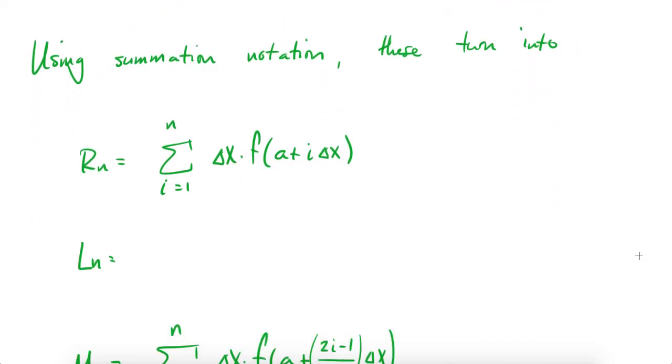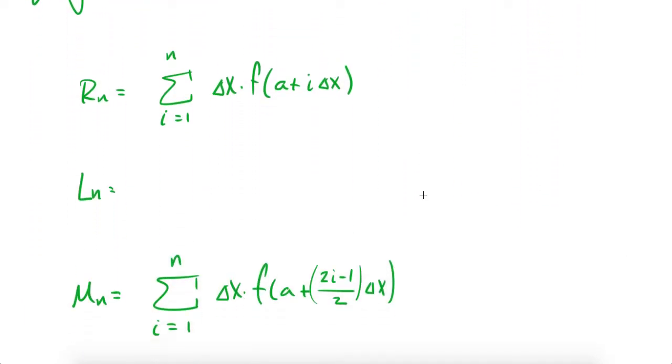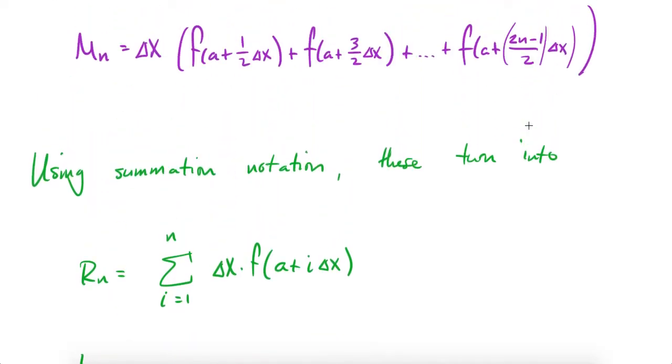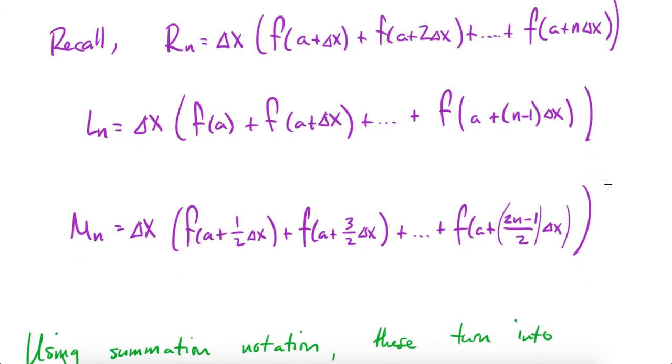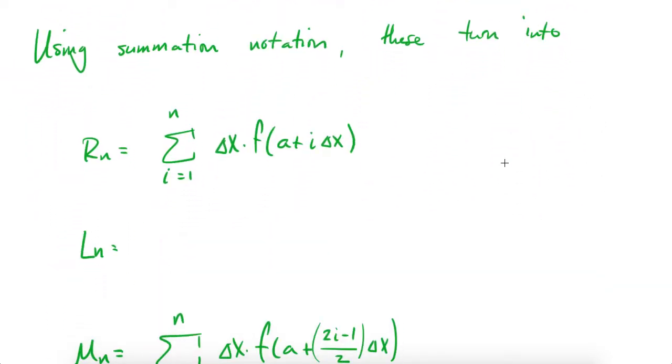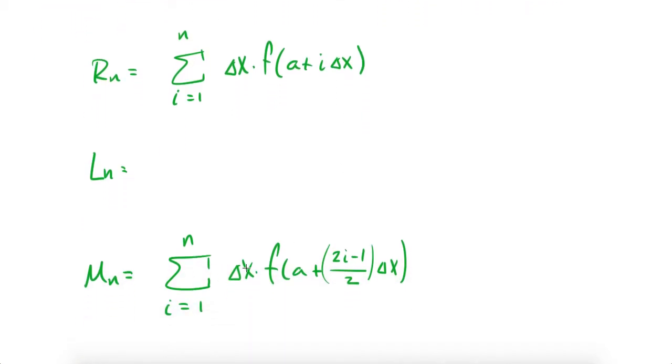So using summation notation, you can turn these into, for example, R_n is start at 1, go to n, and then add up delta x times f of a plus i delta x, right? So if you go look, a plus 1 delta x, a plus 2 delta x, a plus n delta x at the end, and you add them all up, that's exactly what this is telling us to do, right? And similarly, the midpoint approximation requires fractions, but you know, this is basically what's happening.